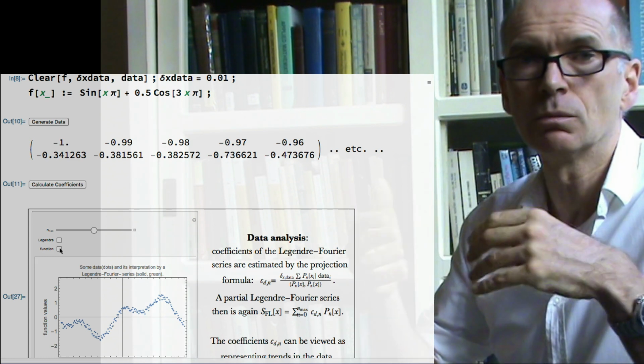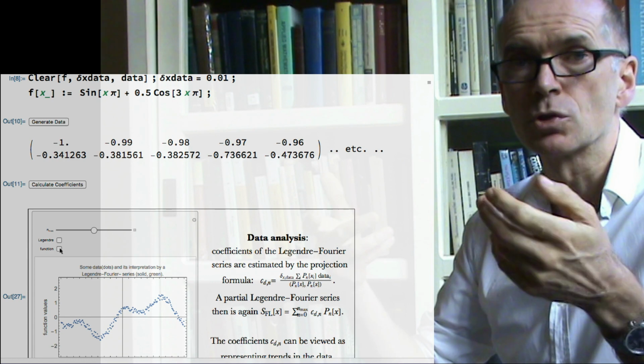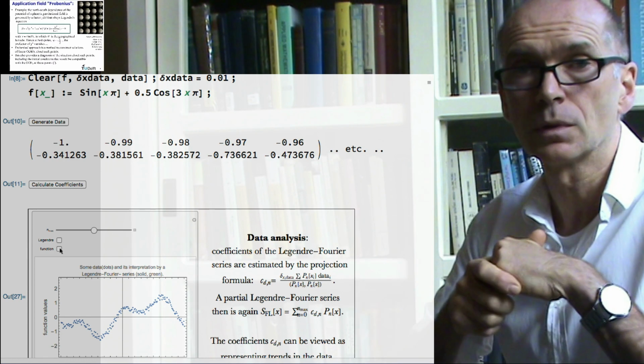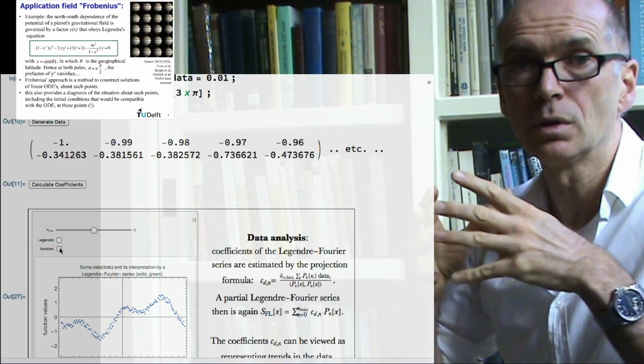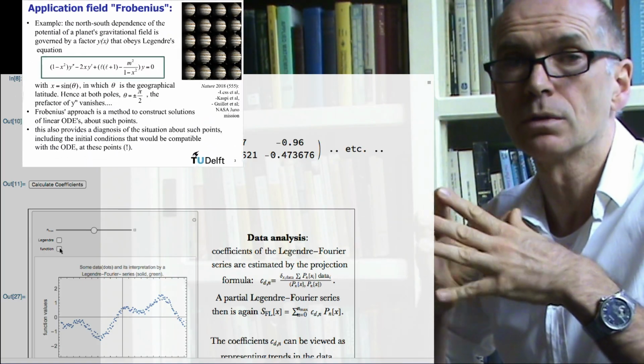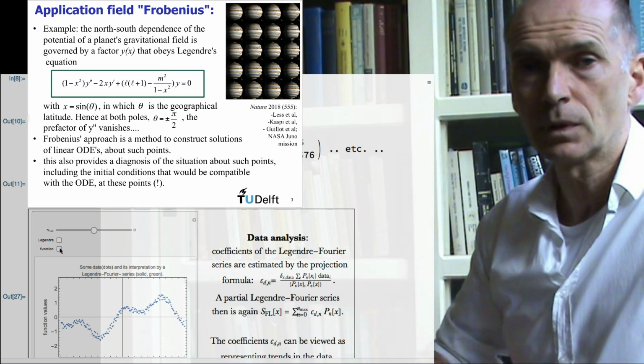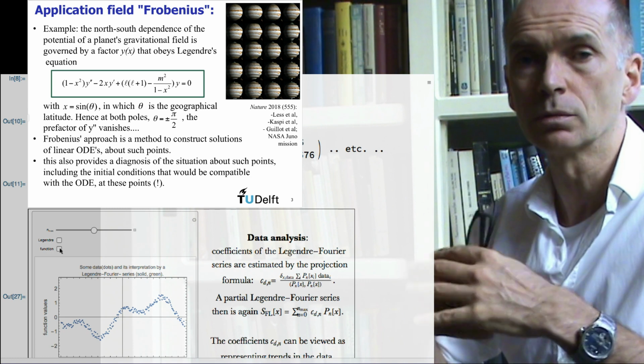But it is something which you would have in practice if you do measurements. So I mentioned it lectures ago. There's a motivation for studying Frobenius theory. I already mentioned Legendre's equation, and I mentioned that it can be used to model a gravitational field.